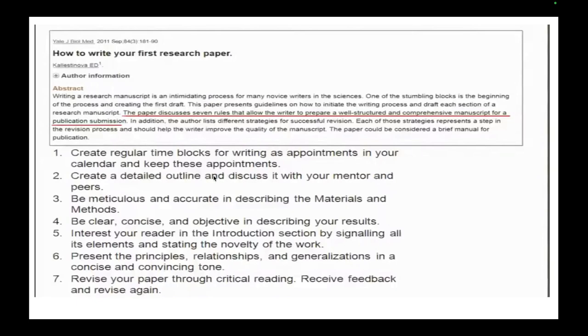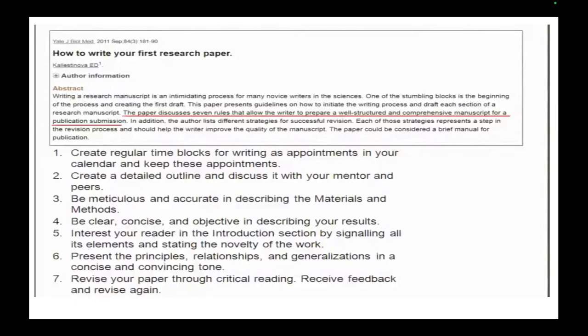So create a detailed outline and discuss it with the mentor and peers. Take a paper and write the whole outline of the paper: what will be in the introduction, what will be in the methodology, what are the experiments, subsections. You write all of these and discuss with your colleagues, and it will be helpful when they give you suggestions.